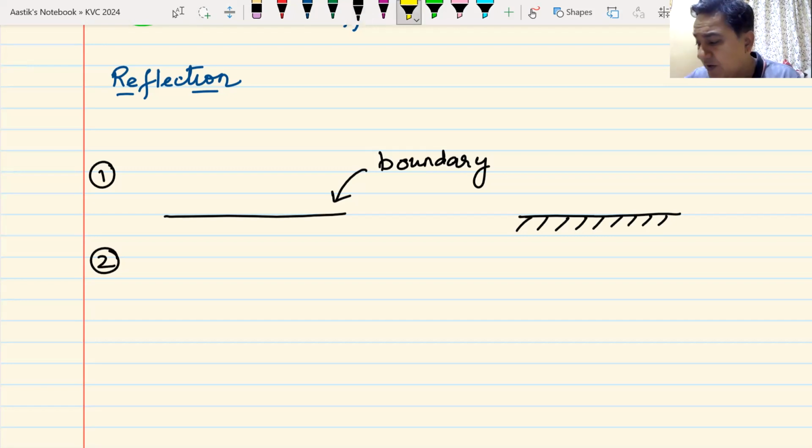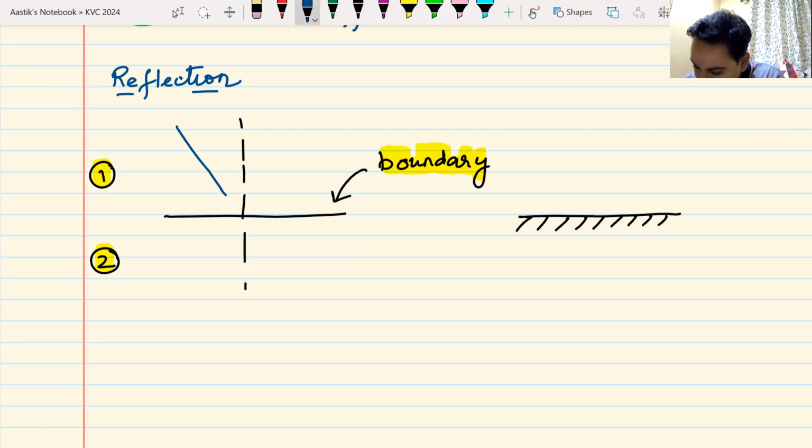The simplest way in which I can define reflection is by using the term boundary, because that is how it is defined. So you have a boundary between two mediums. Now, if light is falling on that boundary, this is known as the incident ray, and this is known as the angle of incidence. I hope all of you understand this.